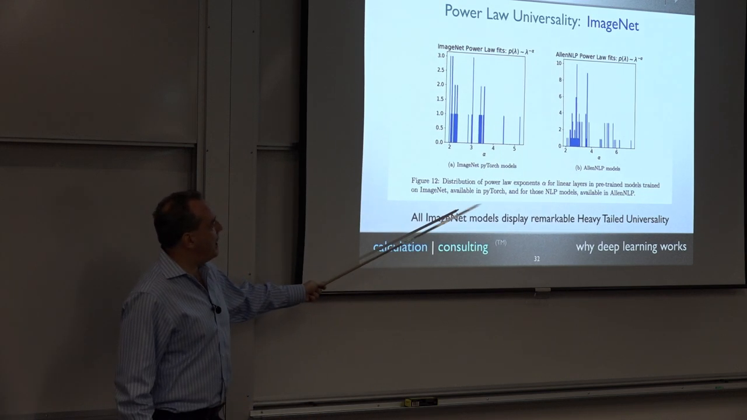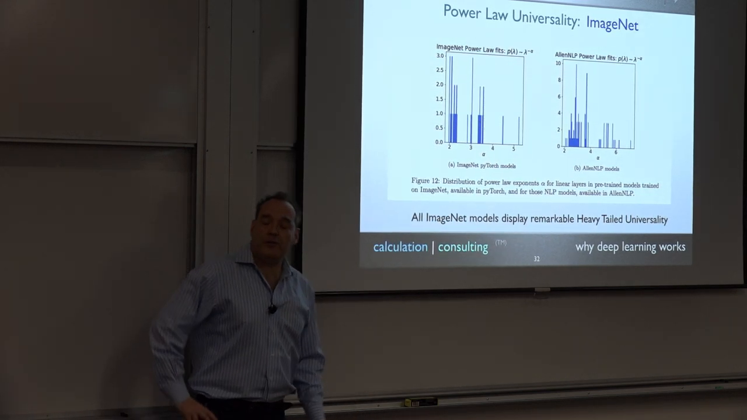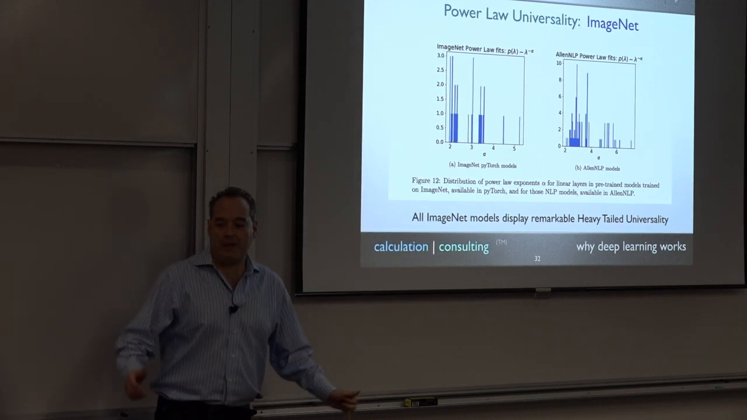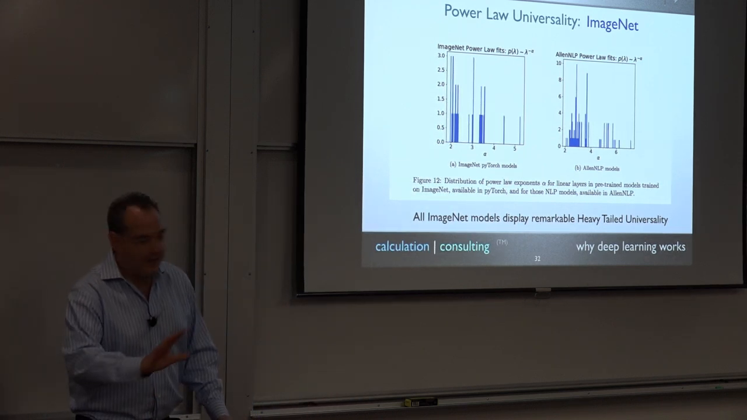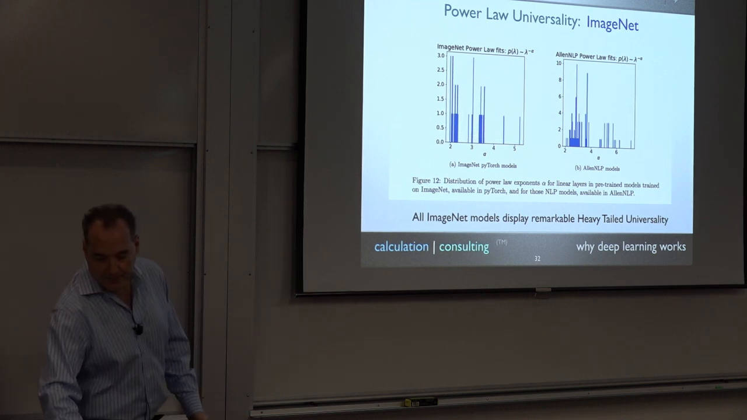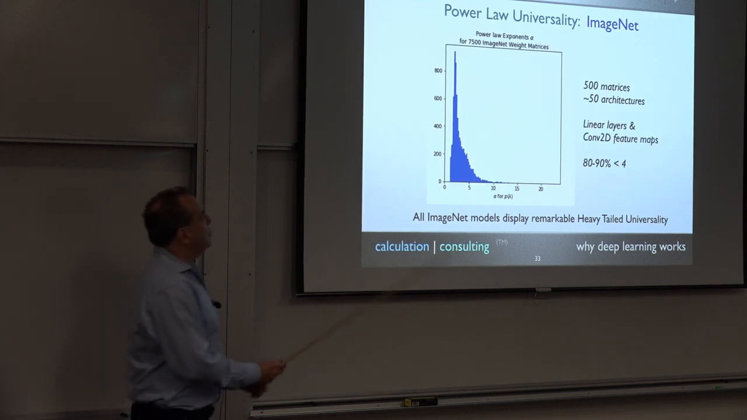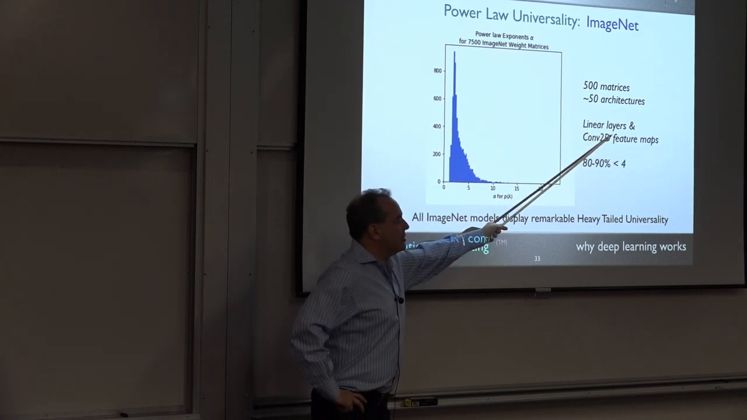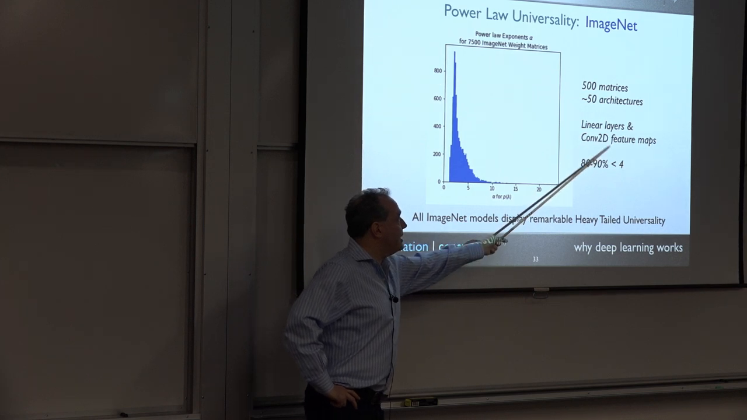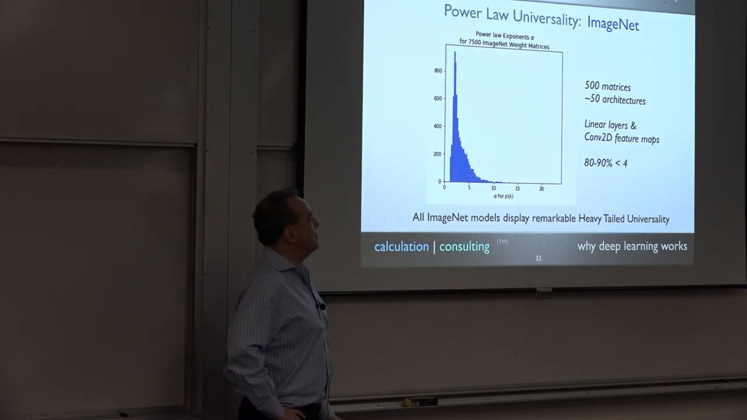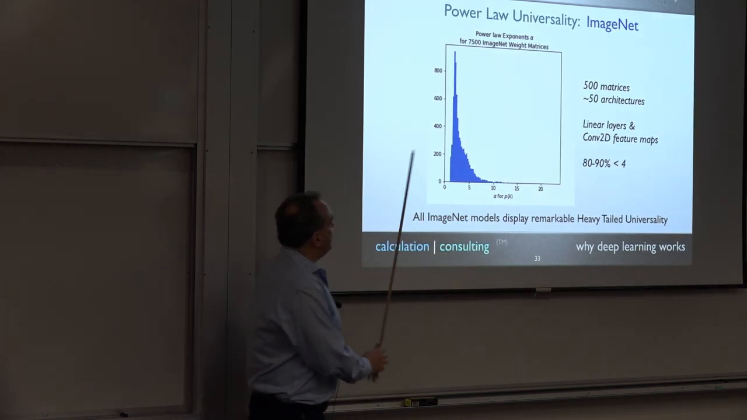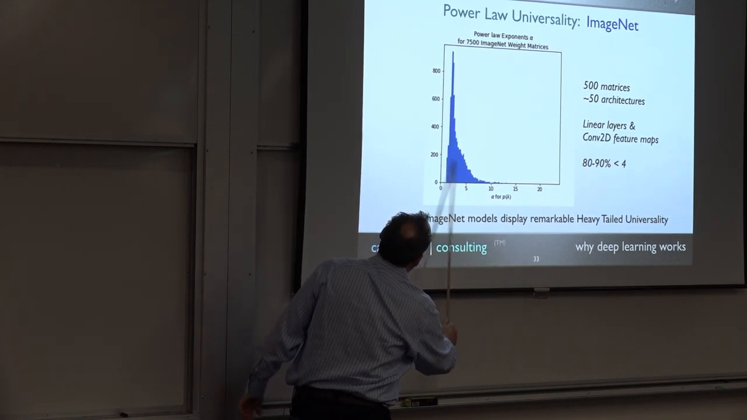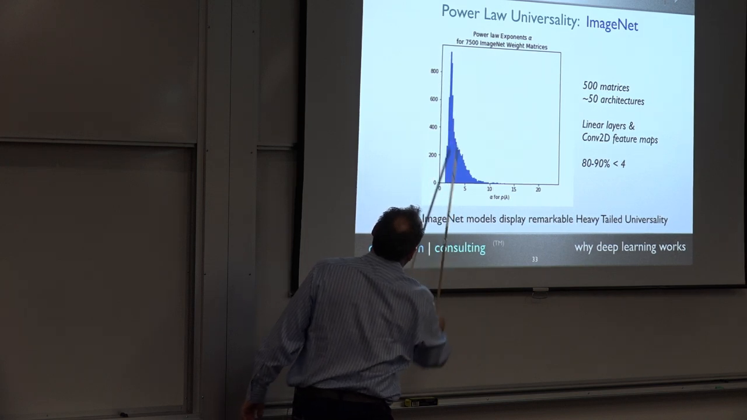So all the ImageNet models display a remarkable type of universality of the power law exponent. And again, if you're a physicist, you're jumping up and down going, wow, that's pretty remarkable. Now I look at over 50 architectures. I take each individual linear layer, and I also take the feature maps from the convolutional 2D layers. It's difficult to see from the histogram, and I can't remember the exact number, but between 80 and 90% of all these exponents lie within this region.